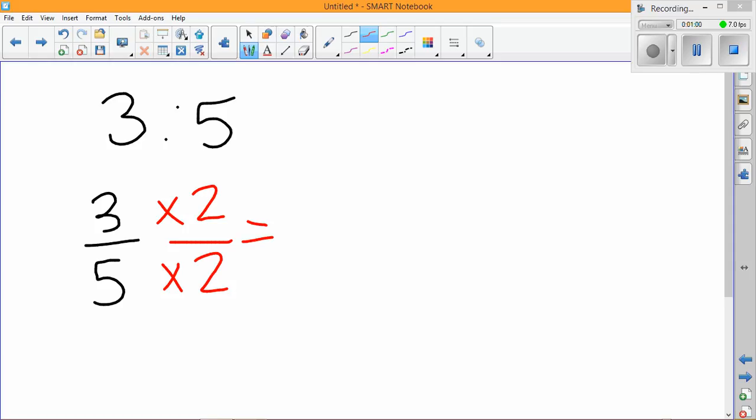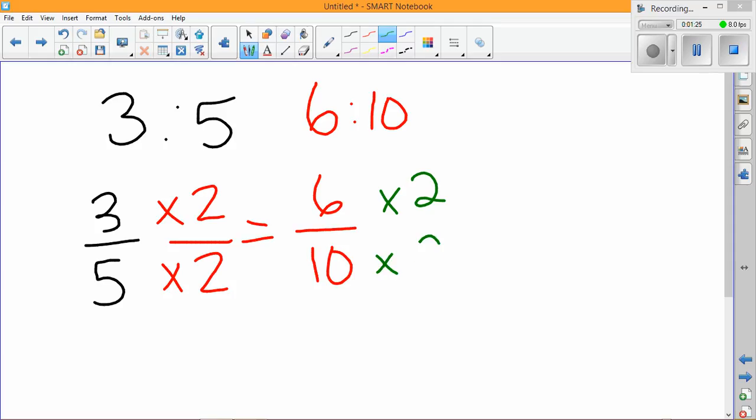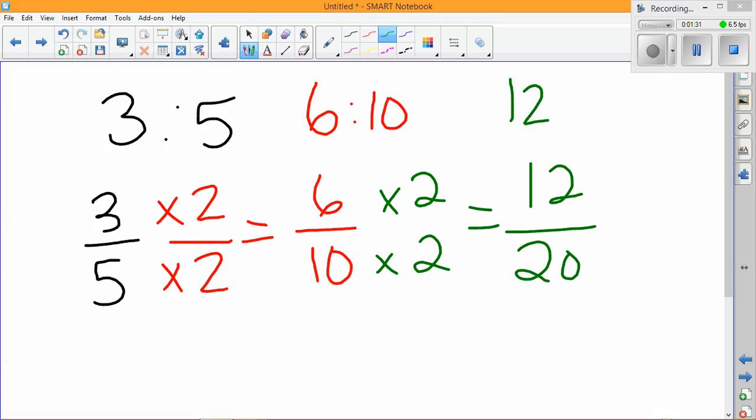And 2 over 2 is the same as 1, so we're not changing the value of the ratio, we're just finding an equivalent expression. So 3 times 2 is 6, and 5 times 2 is 10. So I've just created a ratio, 6 to 10. And I can keep doing this. If I want to multiply 6 times 2, I can multiply 10 times 2, and I can get 12 over 20.